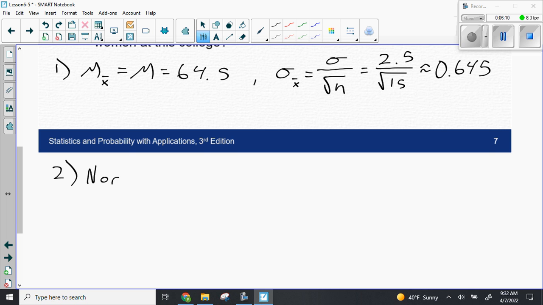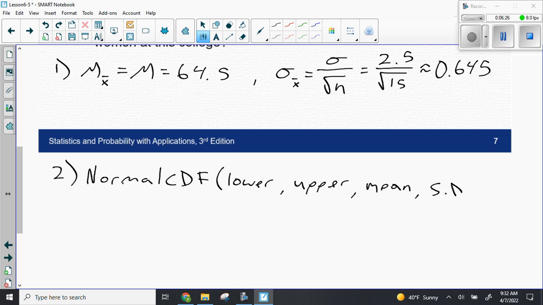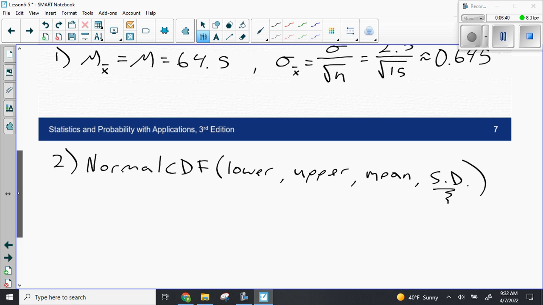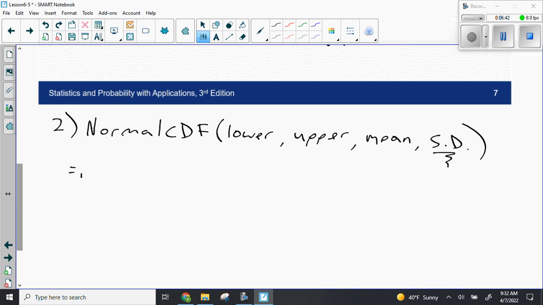So I'm going to choose to do normal CDF to calculate. Remember, this is in the form lower bound, upper bound, and then we'll put our mean and our standard deviation. Remember that this standard deviation here is the standard deviation that we just calculated in one. We're not looking at the standard deviation of the population, we're looking at the standard deviation of the sampling distribution of the sample mean.